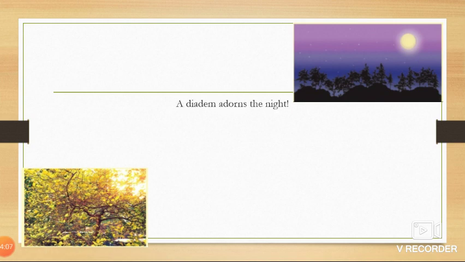Now second paragraph. A diadem adorns the night.